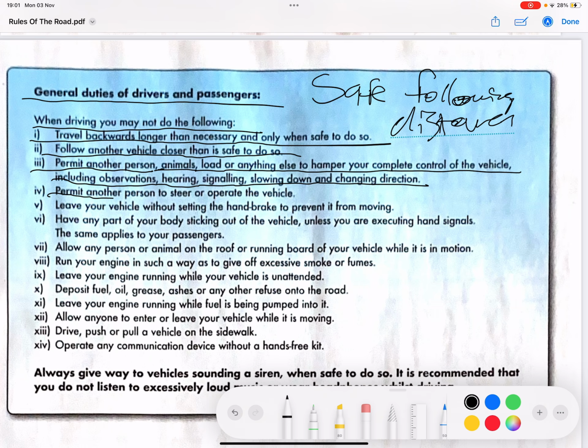You may not permit another person to steer or operate the vehicle. You may not leave your vehicle without setting the handbrake to prevent it from moving. So, awushiyi imoto ungaphakamisanga handbrake. Handbrake up before you leave the vehicle. Okay. You may not have any part of your body sticking out of the vehicle unless you are executing hand signals. The same applies to your passengers.